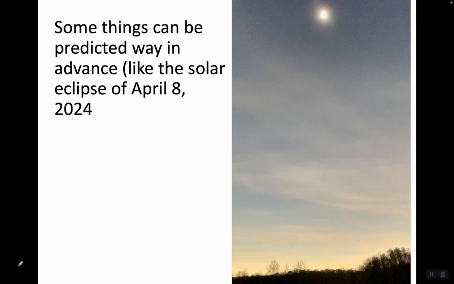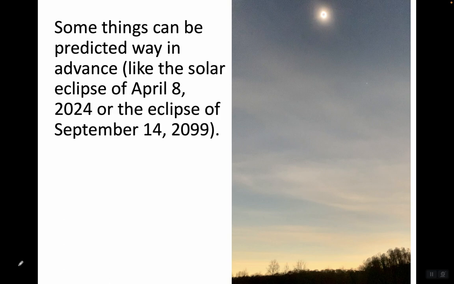You could look at it without glasses, without sunglasses or special filters. And it was about as dark as it is at dusk, even though it was 3 in the afternoon. Really just an incredible sight. There's going to be an eclipse on September 14th, 2099 that will pass over the Chicago area. I don't think I'm going to make it to that one.